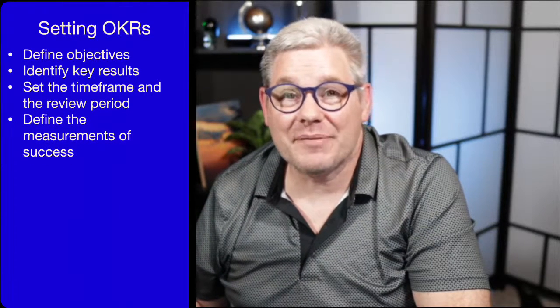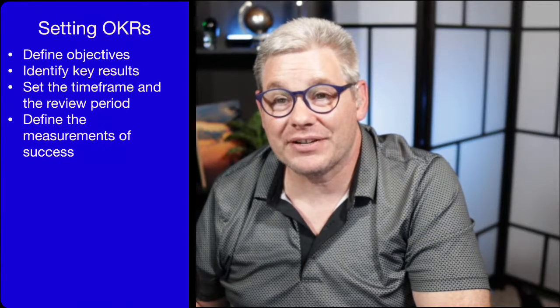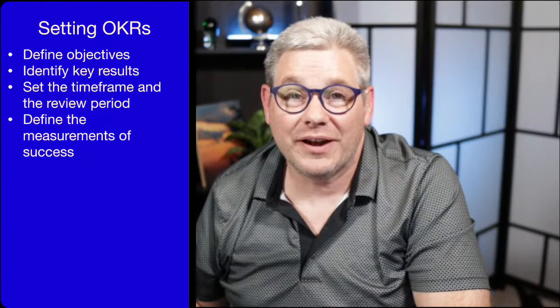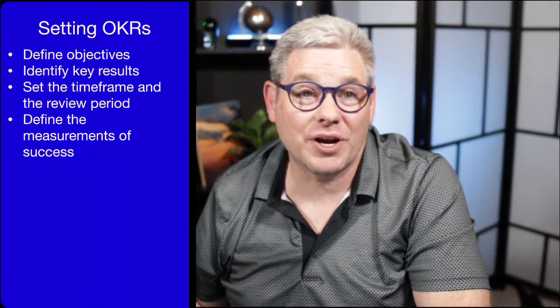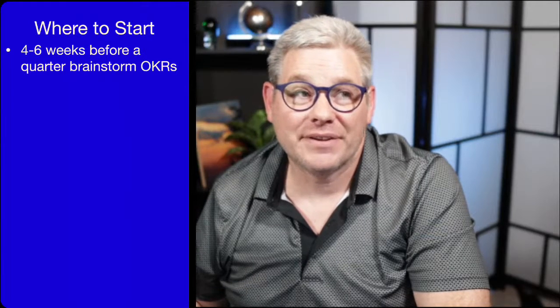Lastly, you're going to define the measurements of success. Here you're going to define the overall outcomes or outputs of the specific things you're going to work on with regards to your objectives and key results. In terms of starting, John Doerr, in his book Measure What Matters, talks about a process for establishing OKRs around a quarter period. So 4 to 6 weeks before a quarter, the leadership team is going to get together and brainstorm OKRs.